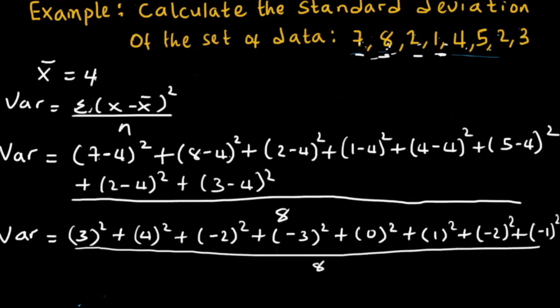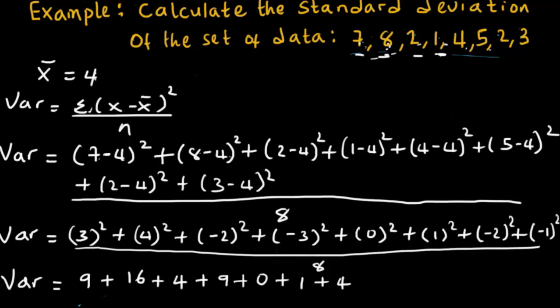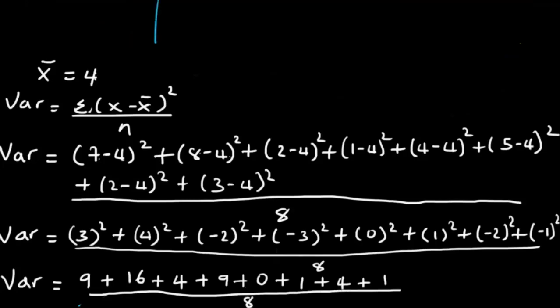Does this make sense? So we are having variance equals to 3 square is 9, 4 square is 16, minus 2 square is 4. Remember, minus times minus is plus, so we are going to have plus. Then I have plus minus 3 square should give me 9, plus 0 square 0, 1 square 1, minus 2 square 4, and then minus 1 square 1, all over 8. So we have all over 8. Does this make sense?